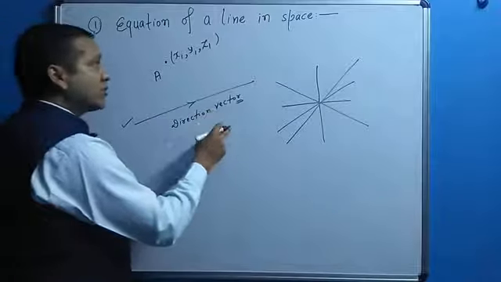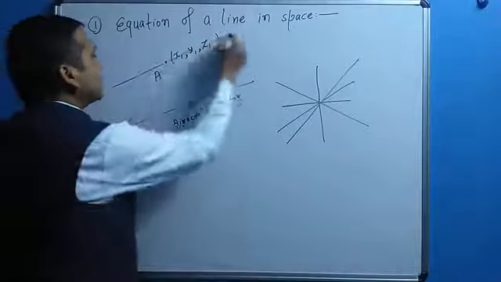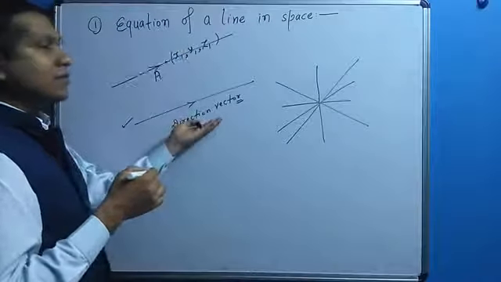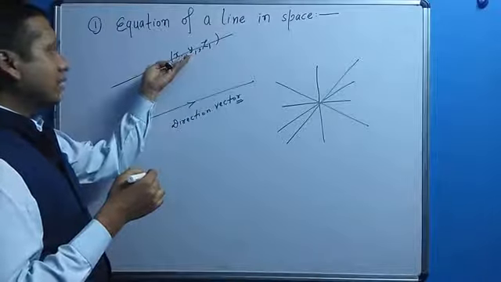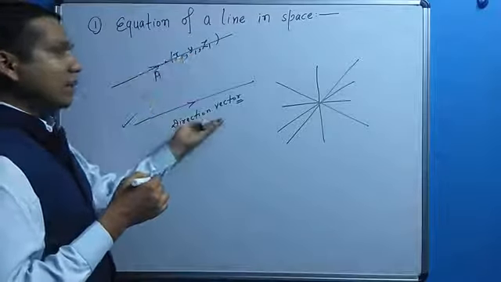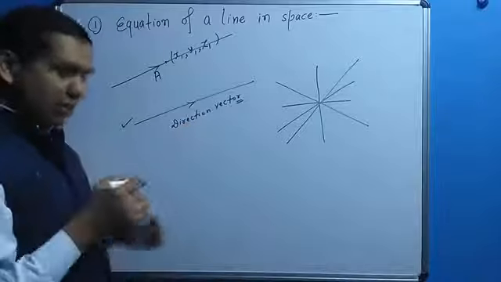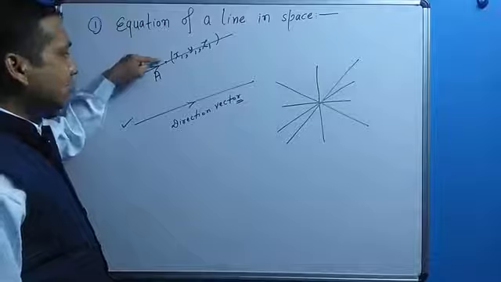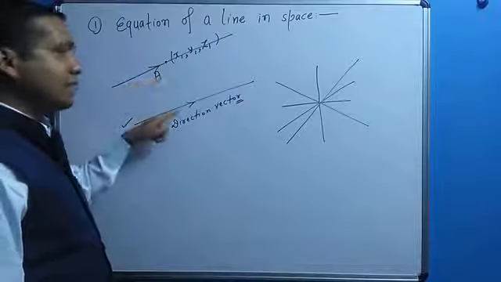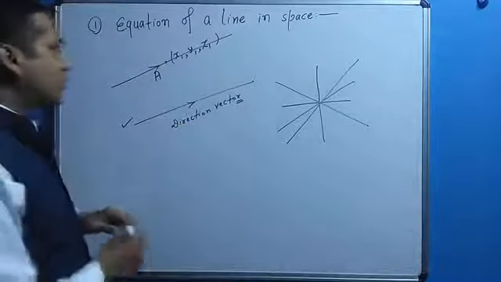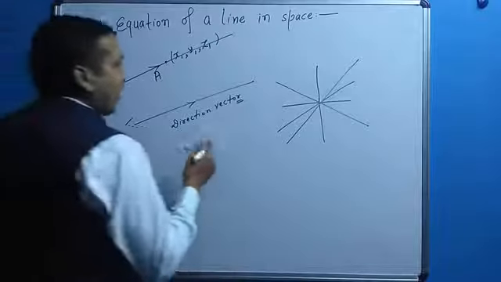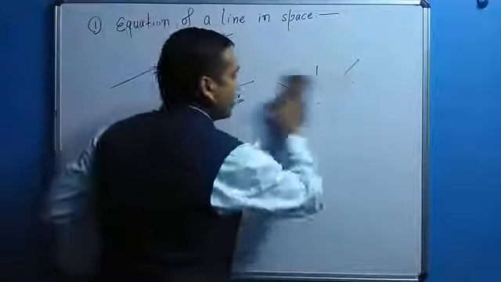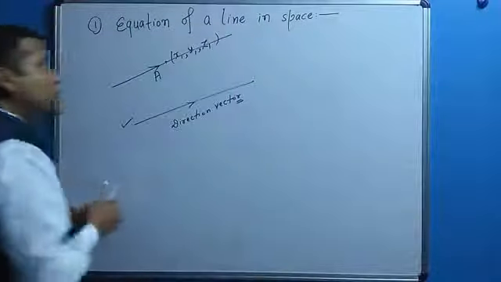And what does it do? It makes the required line parallel to the direction vector. It means we are going to find the equation of a line passing through the given point and parallel to the direction vector. Understood? Now there is a question: how can we determine the equation of a line passing through a point?